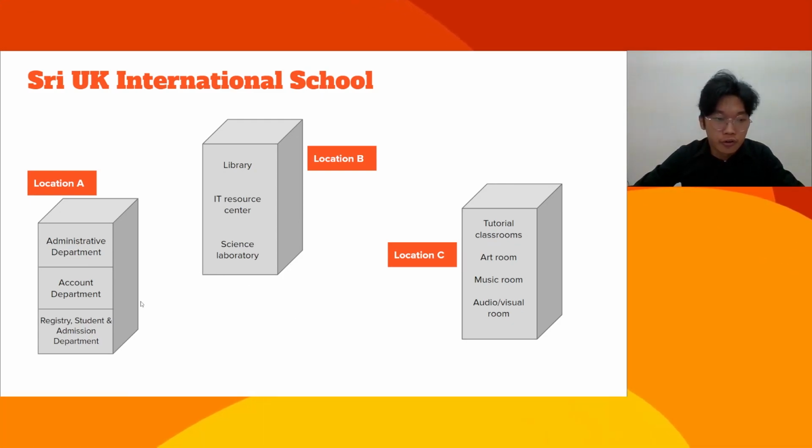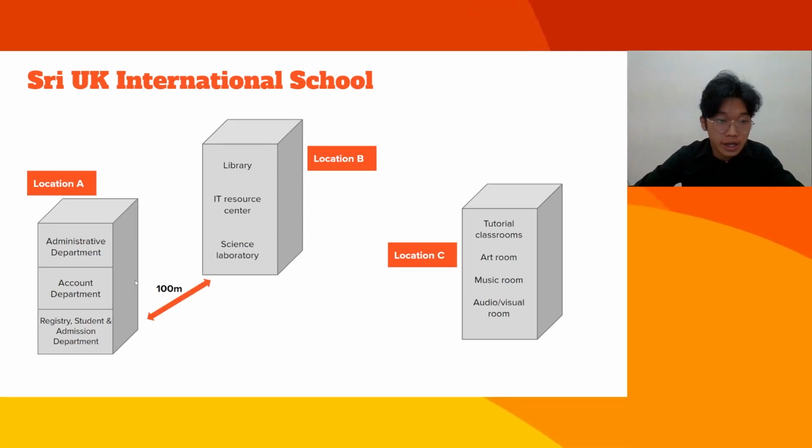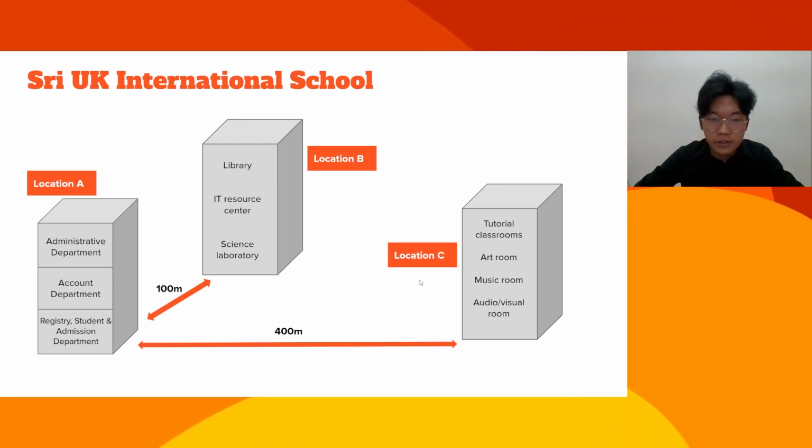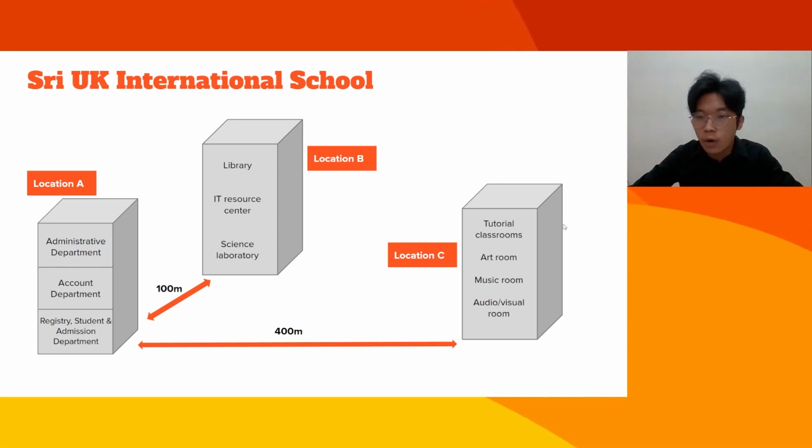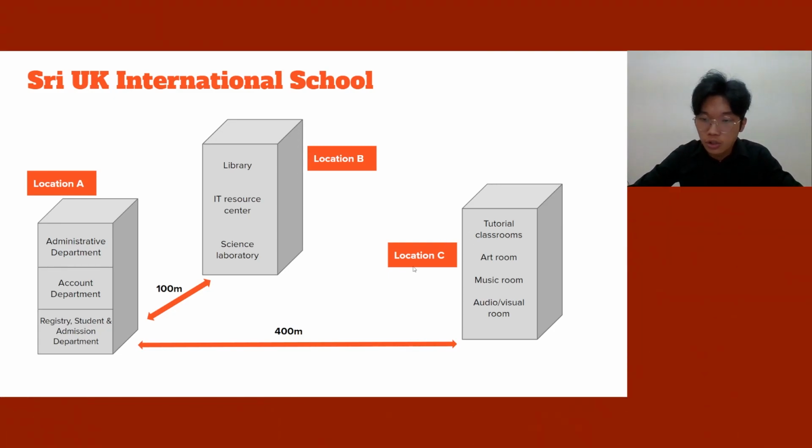Location A has three floors: the ground floor has the registry and student admission department, the first floor has the account department, and the third floor has the admission department. Location B is 100 meters from location A, and different floors have different facilities, which are the library, IT resource center, and science laboratory. Location C is 400 meters from location A. There are 12 tutorial rooms, one art room, one music room, and one audio visual room.